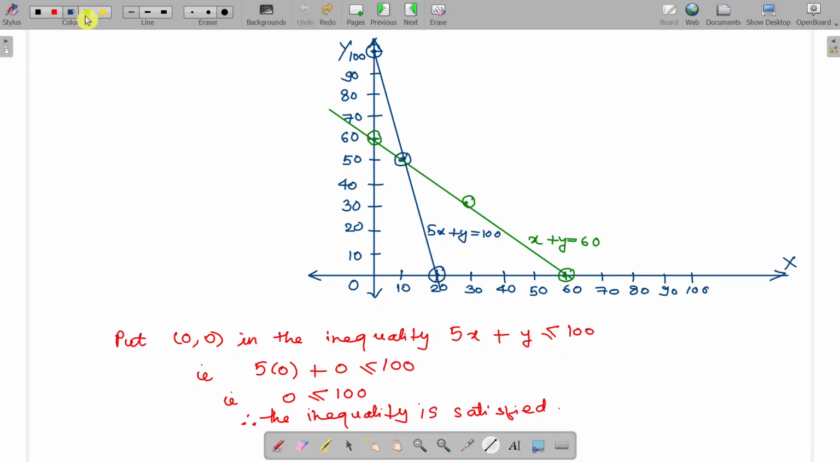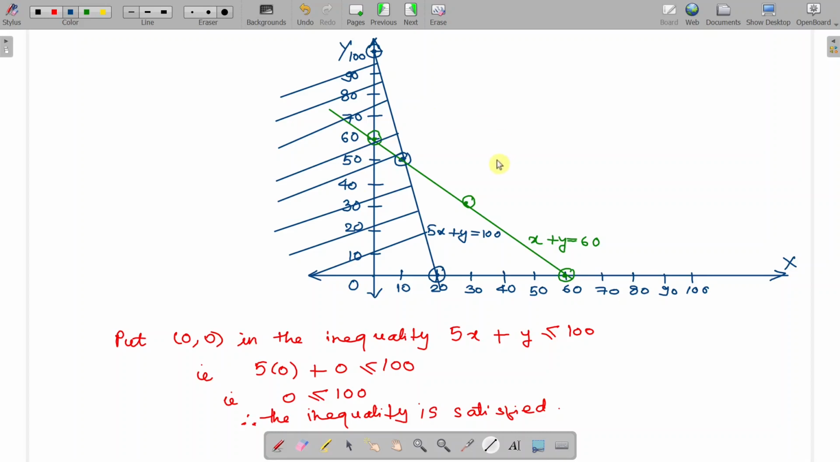Okay, like this. Why? Because you can see that the 0, 0 point lies in this half plane. Okay, so the solution region will be this.